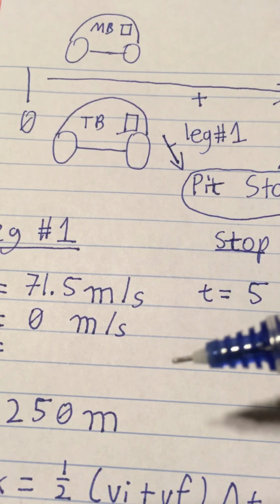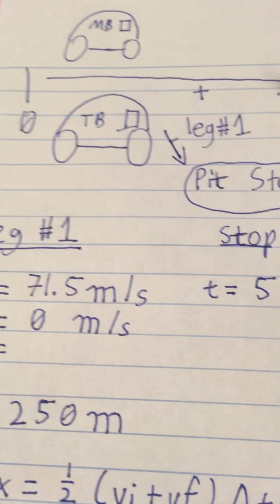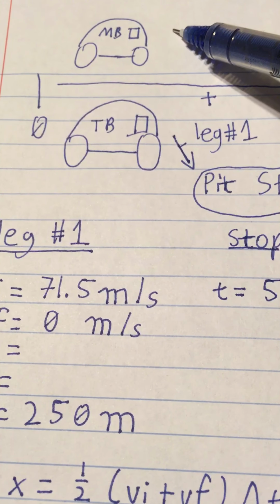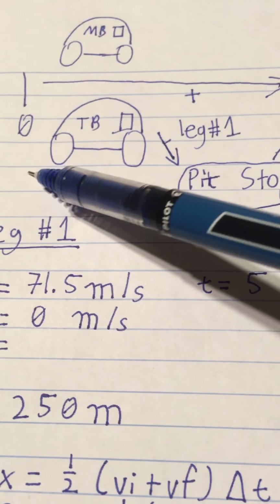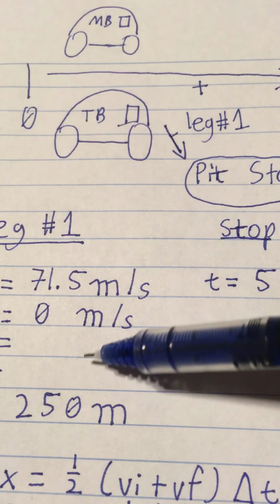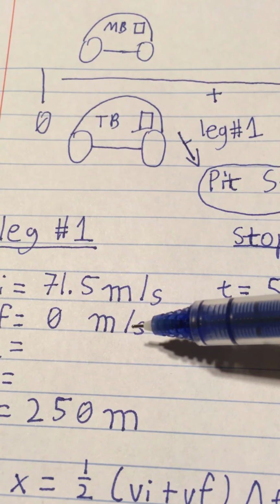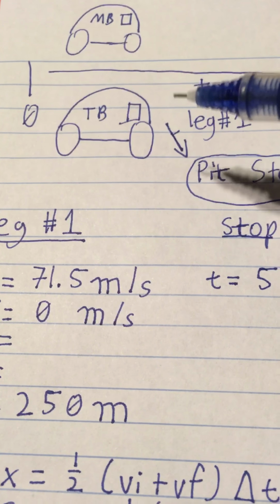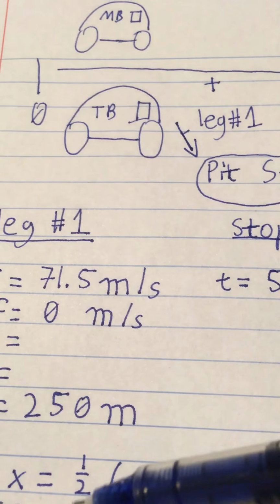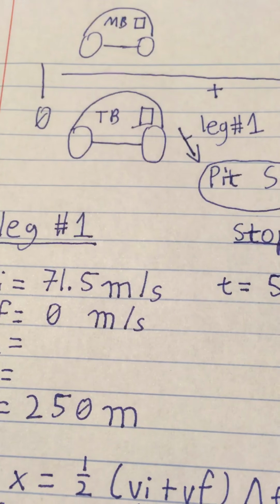Today we're going to do Chapter 2, Problem 41. In this problem, we have two cars, a Thunderbird and a Mercedes-Benz, racing on a straight track, going about 51.5 meters per second. Then the Thunderbird has to make a pit stop in about 250 meters. It slows and makes its pit stop.